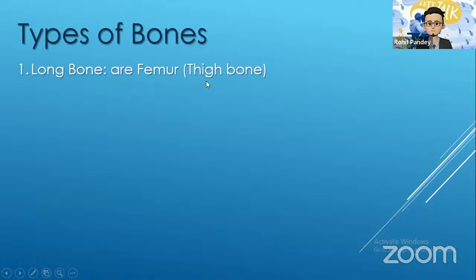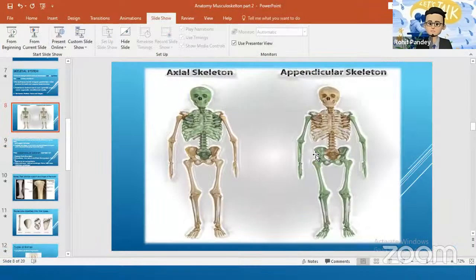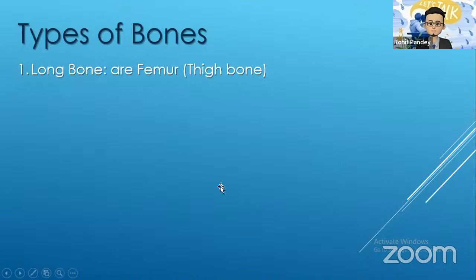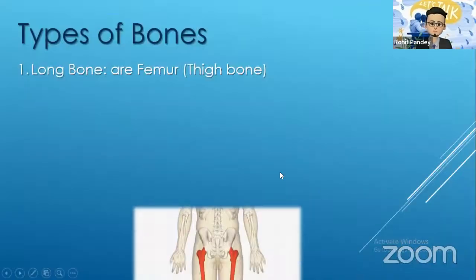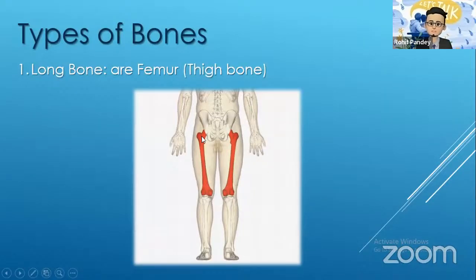Long bone is like the femur, the thigh bone. You can see it over there. We call it the femur. Here you can easily relate. This is our long bone, and the femur is the longest bone in the body.